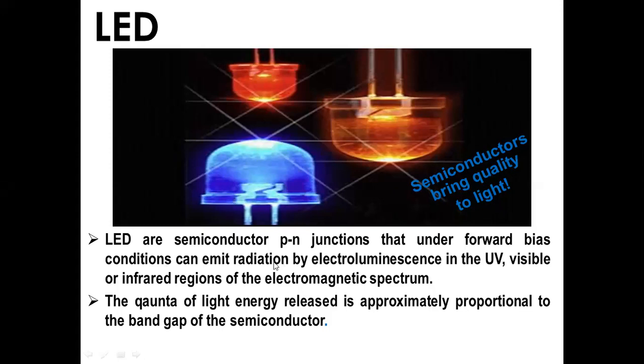This is the definition: it operates under forward condition only. It can emit radiation by which method? By electroluminescence, in the ultraviolet, visible or infrared regions of the electromagnetic spectrum. Remember, electromagnetic spectrum. It is going to operate only under forward condition.